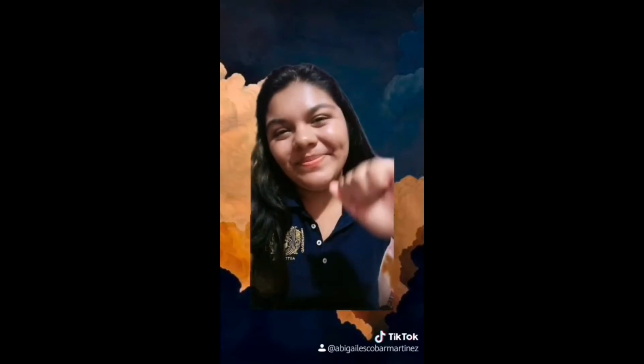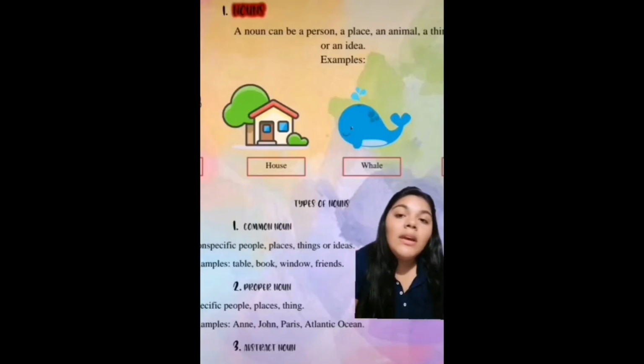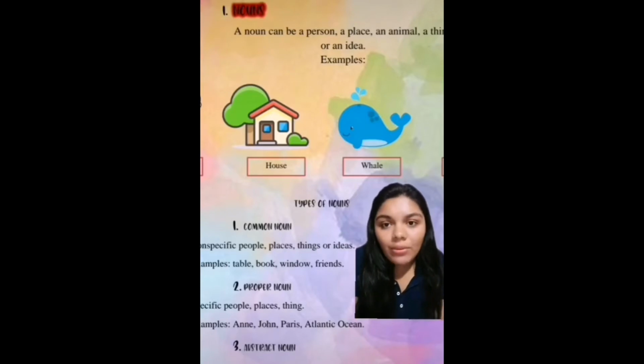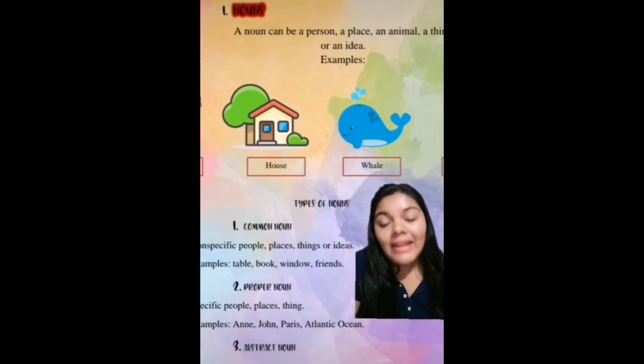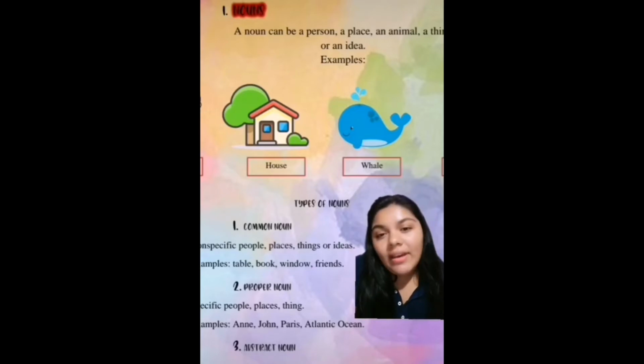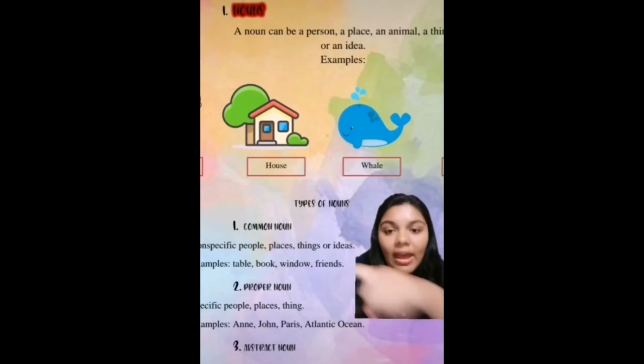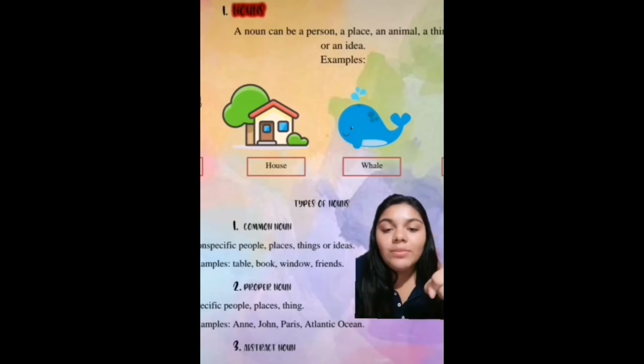Let's start. The first part of speech is the noun. A noun can be a person, a place, an animal, a thing, or an idea. Here we have some examples. For example, the house, the window, the pen, or the flower.